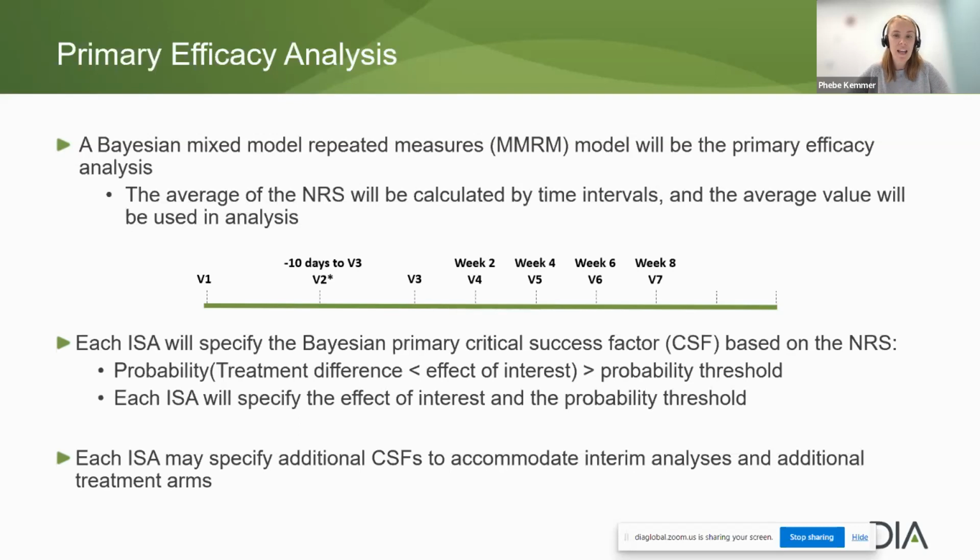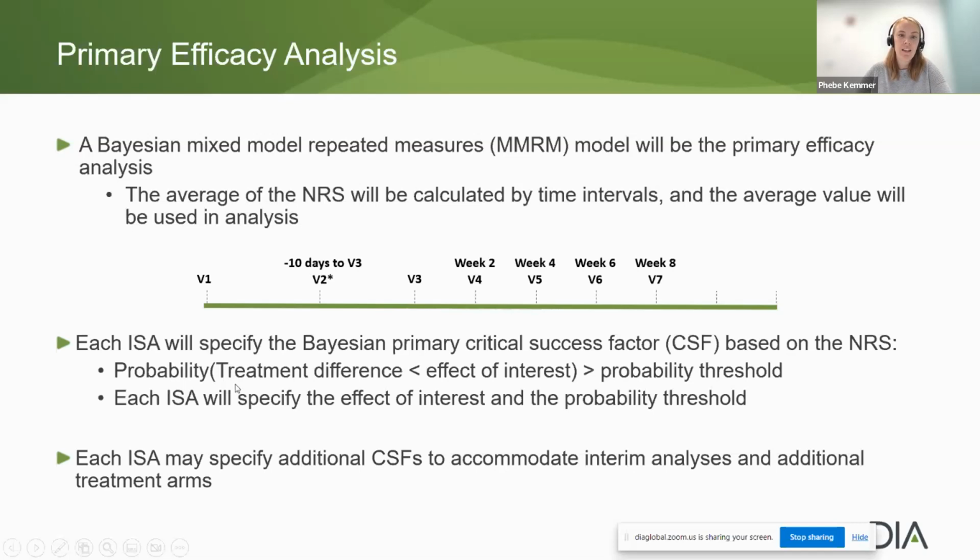So each ISA can set its critical success factor separately. It can be done at a master protocol level, or we have the flexibility to specify that at each ISA if desired. And the CSF has this structure.